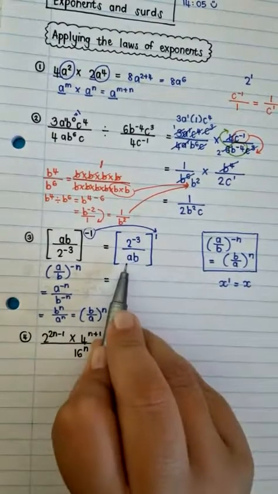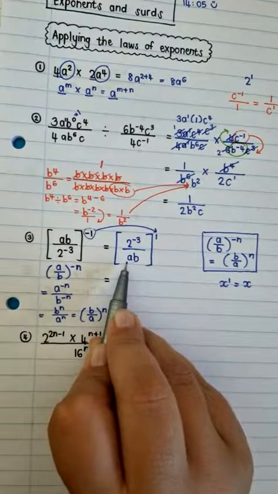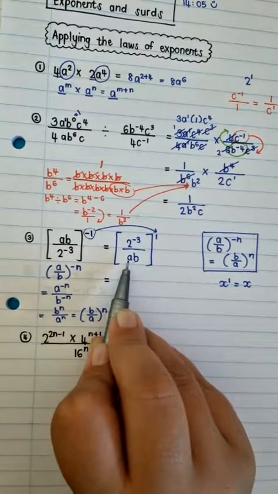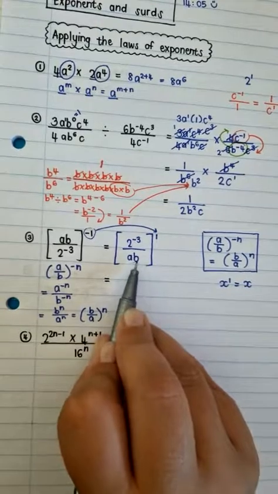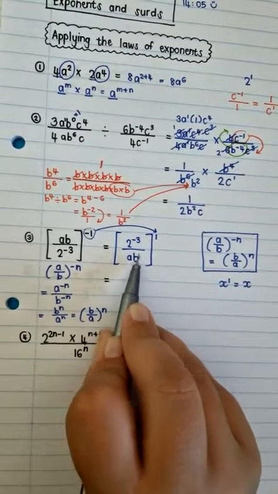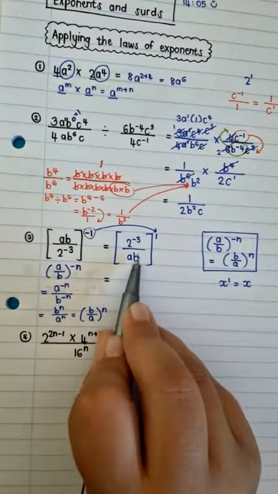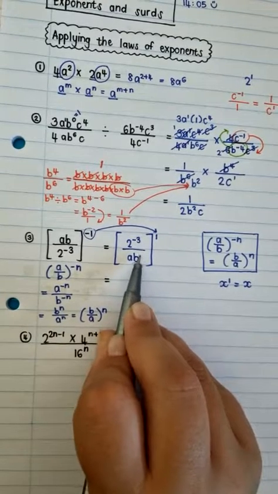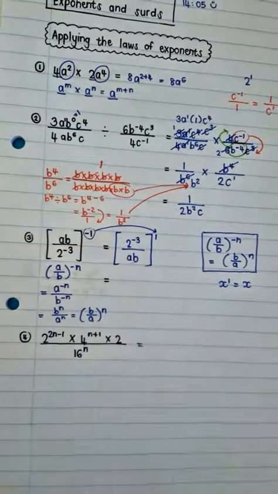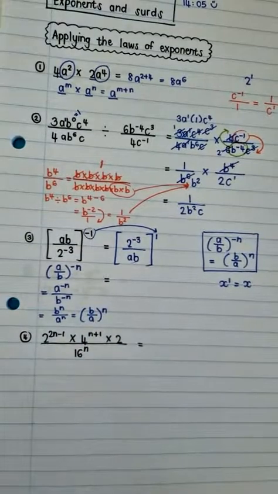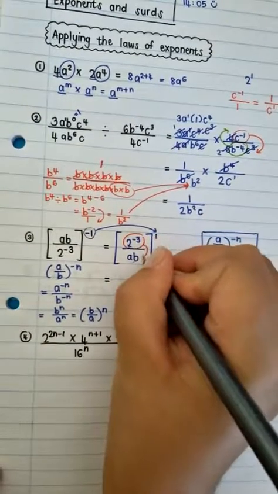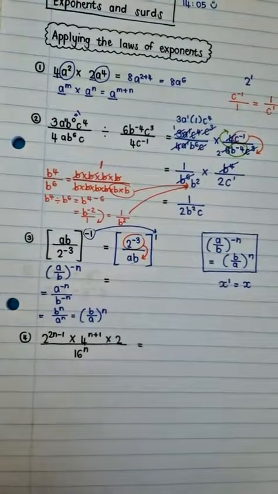Does a have a negative exponent? No, it's just a to the 1, a to the positive 1. A is going to stay where it is. There's nothing wrong with the a. The same thing for b. B does not have a negative exponent. B has an exponent of positive 1. Remember, when there's no exponent written, it's actually positive 1. So the only thing that actually needs to move here is the 2 to the negative 3. So this 2 to the negative 3 is going to move to the bottom of my fraction.